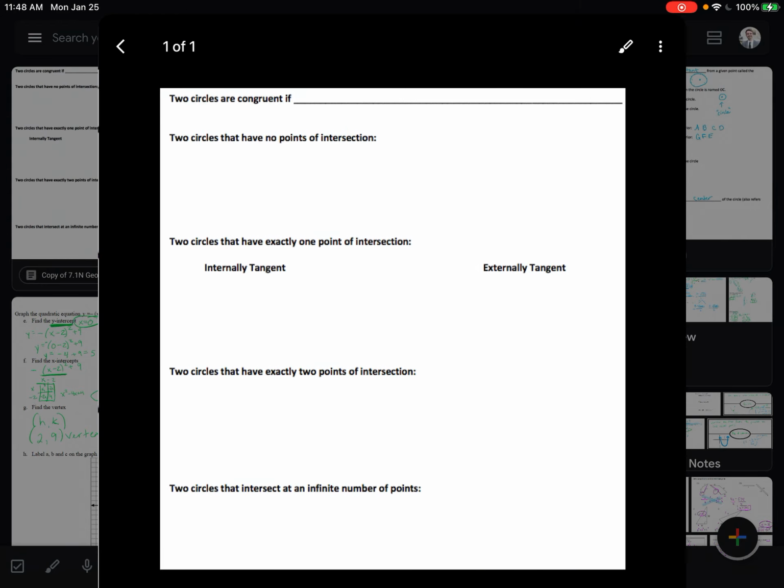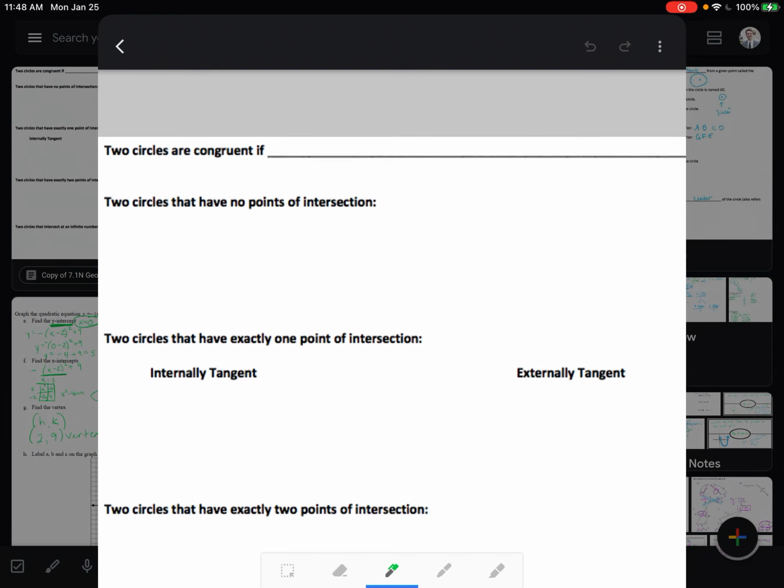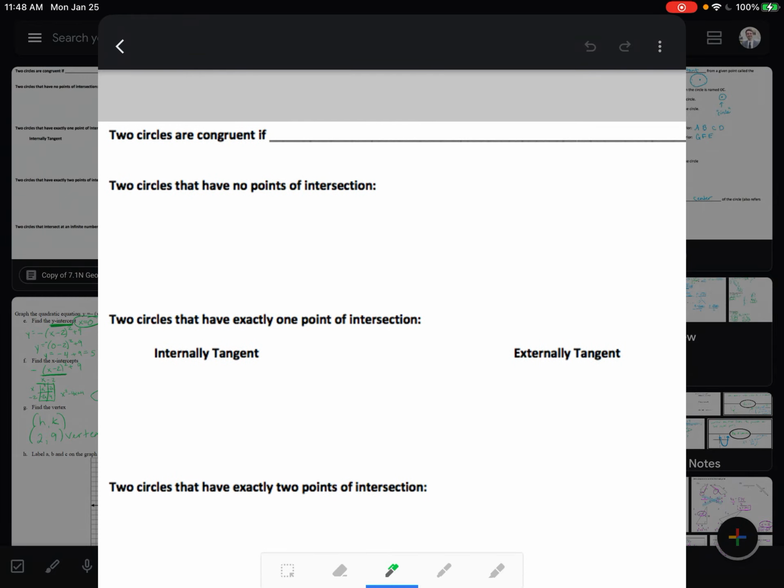All right, and our last set here, two circles are congruent if they have congruent radii. So we can say this for sure. If the radius measure of one circle is equal to the radius measure of another circle, we can say that overall the circles themselves are congruent. Might see that come up in proofs later.